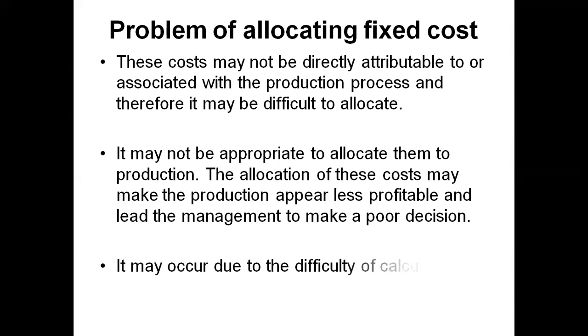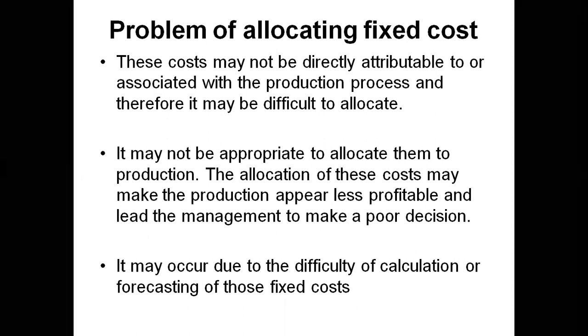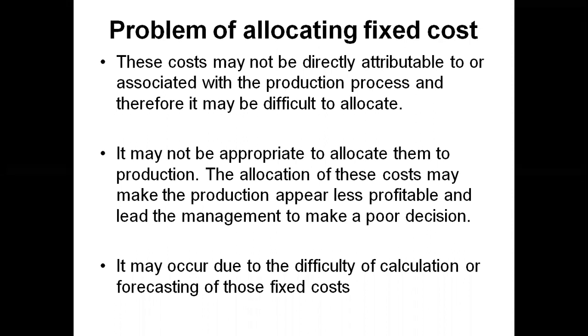Similarly, another problem of allocating fixed costs is the difficulty of calculation or forecasting of those fixed costs. Yes, it's hard to predict fixed cost because fixed costs remain the same, I told you earlier, but they can change. I told you earlier, fixed cost does not vary with the change in the level of output. Yes, that's right, but it can change in the future. The owner of the building may decide to increase the rent. The interest charged by the banks may increase as well. Workers may start demanding higher salaries. So it's not that easy to predict fixed cost.